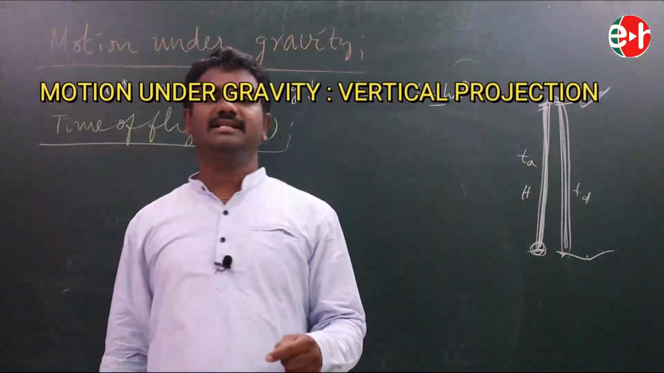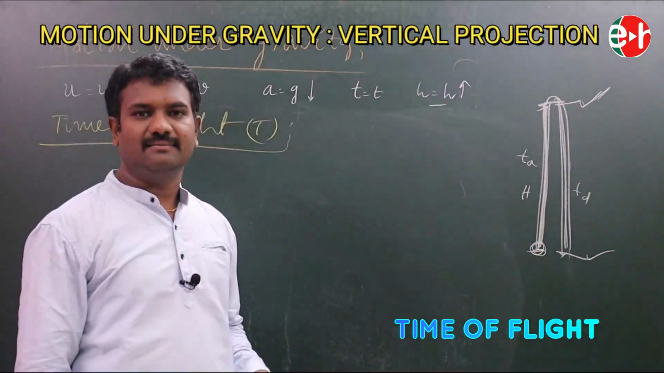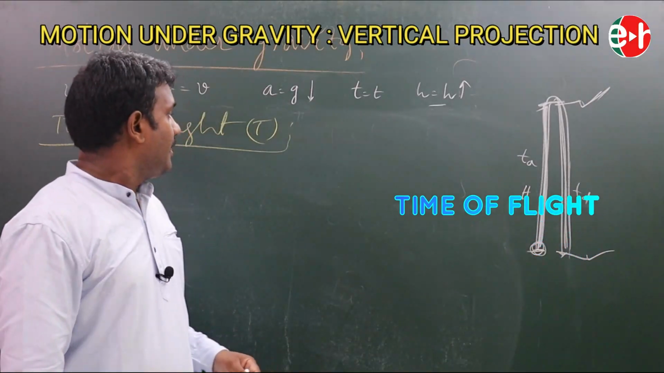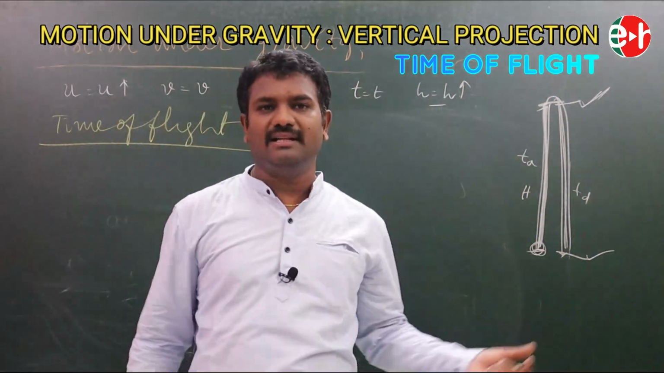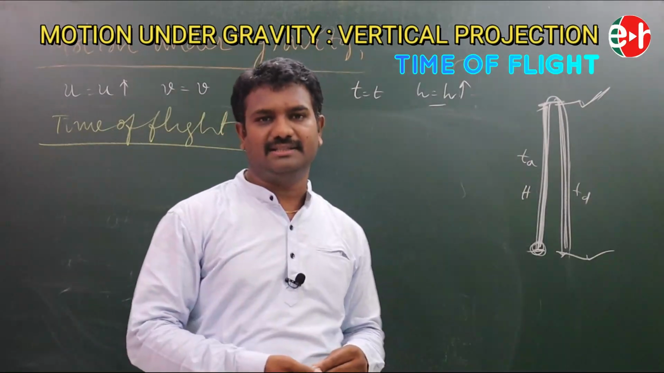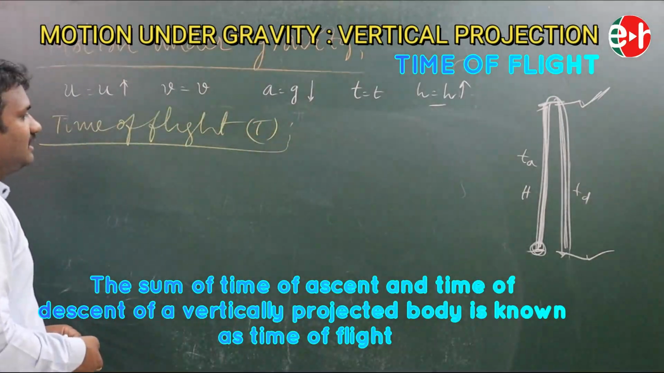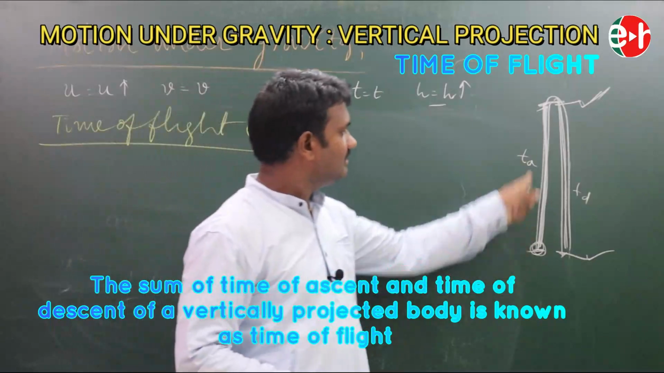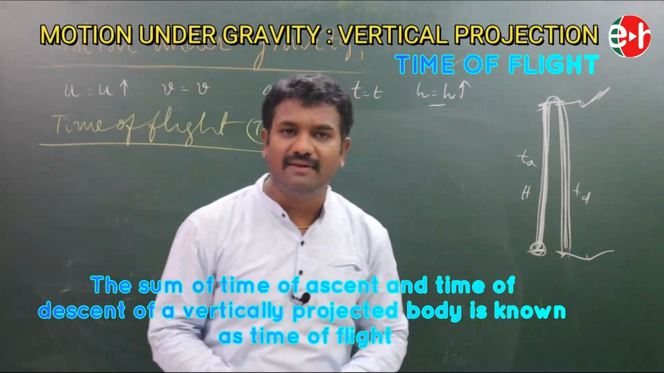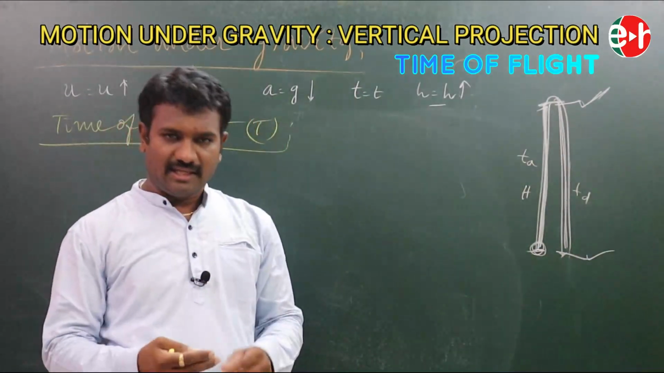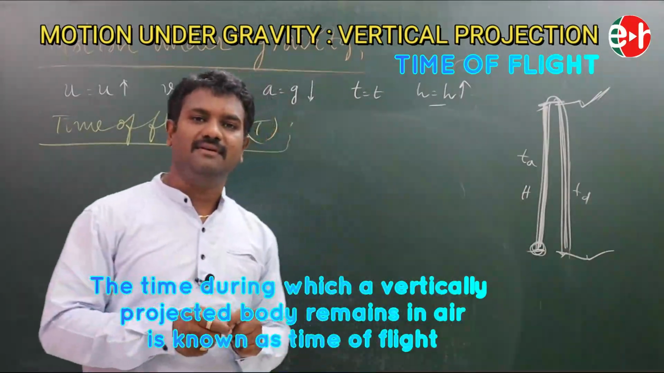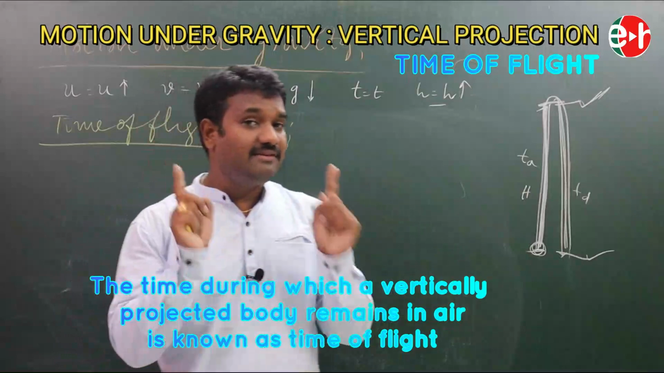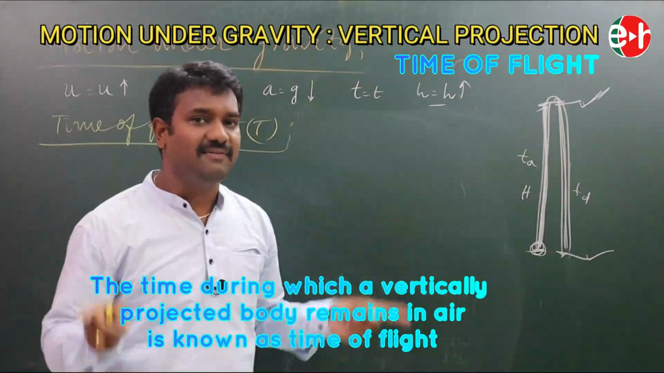Now let us discuss time of flight. It has several definitions. Based on these definitions, we can find the formula for time of flight. Number 1: the time of ascent plus the time of descent is known as time of flight. In other words, the time in which the body remains in air is called the time of flight.